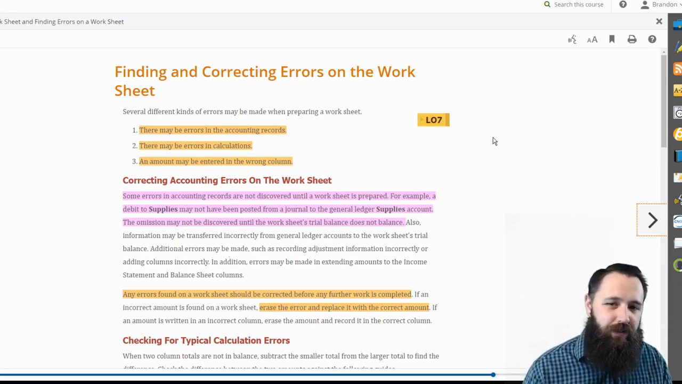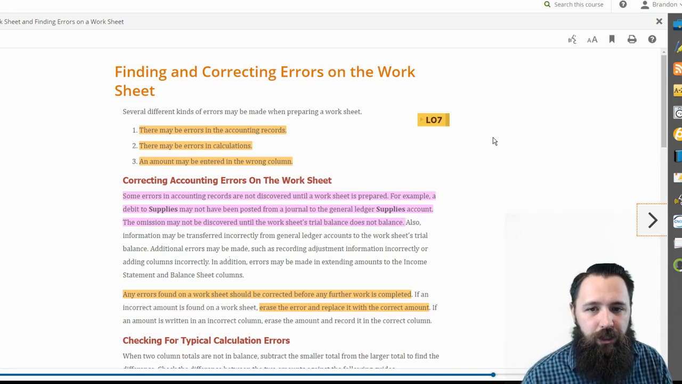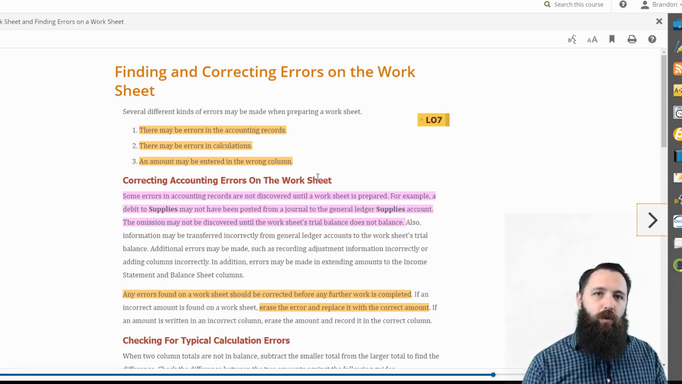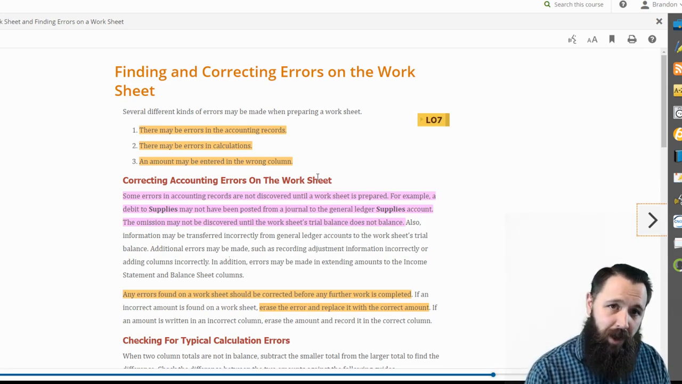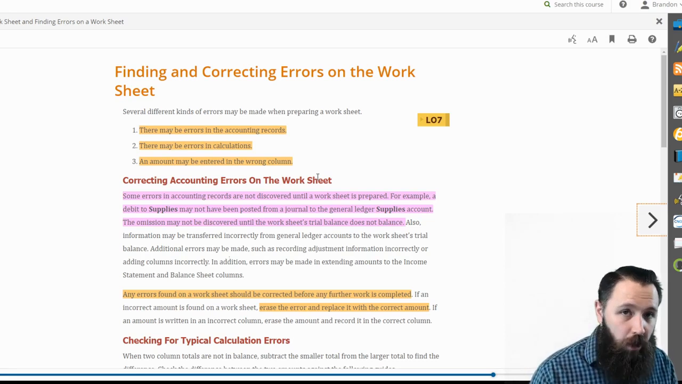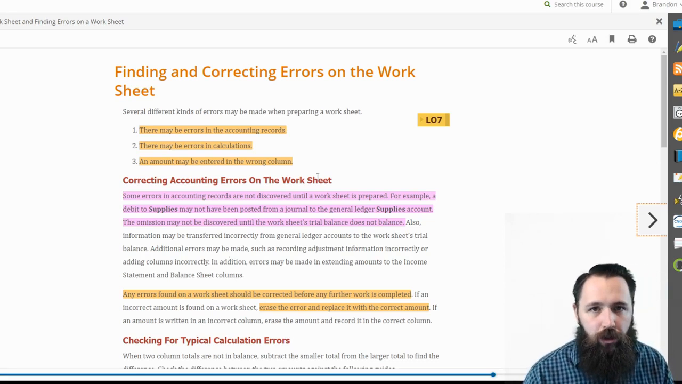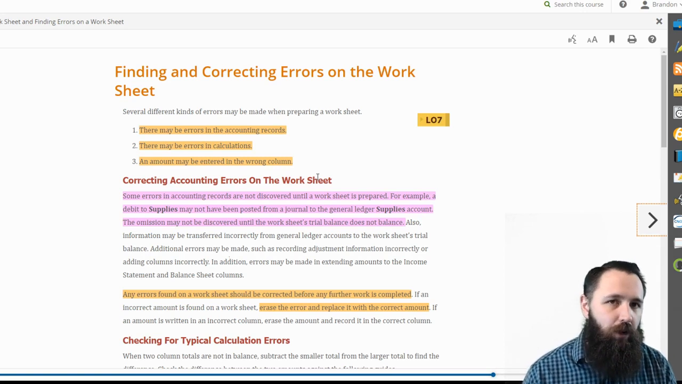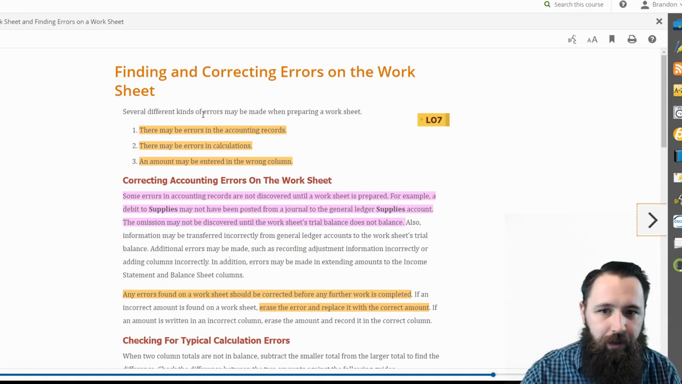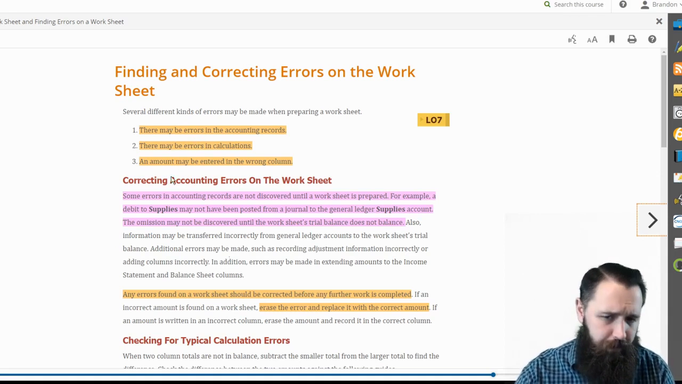So there are different kinds of errors that could be made in preparing the worksheets. There could be errors in the accounting records. What does that mean? Well, our ledger could be wrong. Our journal could be wrong. So we might have to take a step back from this worksheet and go back into our ledgers or our journals if those numbers are incorrect. That's the whole purpose of this worksheet, though, right? It's to make sure that all of our accounts are accurate, to then make those financial statements. If they're not accurate, we get to backtrack and do a little bit of detective work.